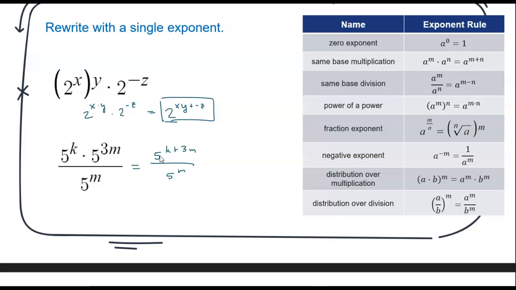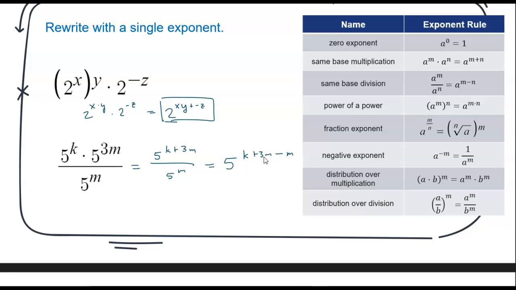Well, now we have the same base and we're dividing. So that's this guy up here, right? We subtract the exponents down. So I'm going to subtract this one from this whole bit. 5 is my base, and I have k plus 3m, that's my numerator exponent. I'm going to subtract the denominator exponent. k plus 3m minus m.